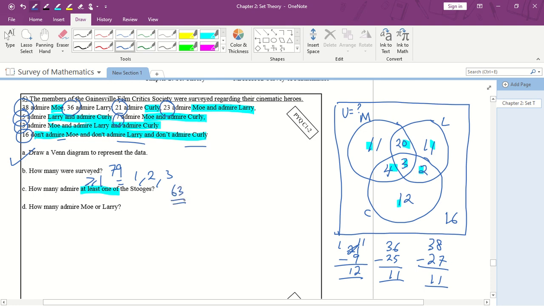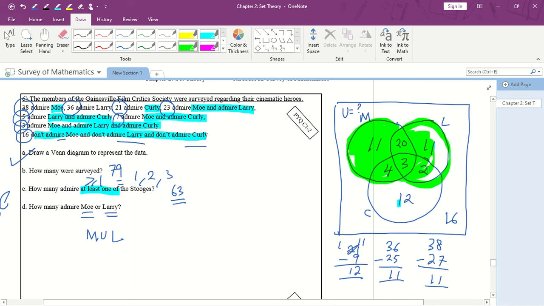Okay, and the last question, how many admire Moe and Larry? Wait, again, sorry, Moe or Larry? Moe or Larry. So Moe or Larry is the region of here, and you will shade all this part.